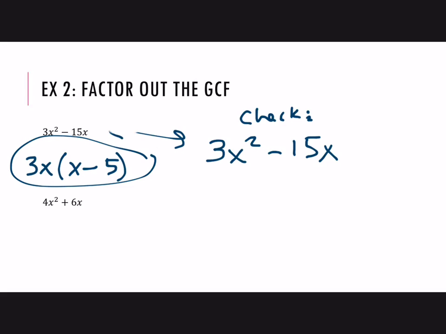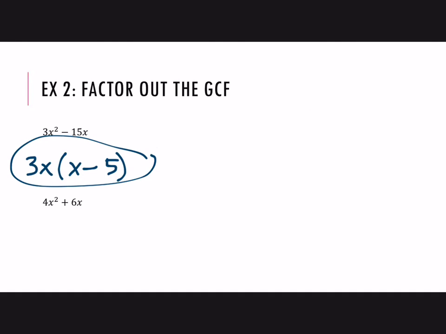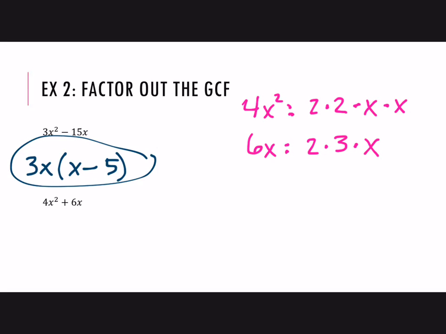Okay, the next one. 4x squared plus 6x. So I'm going to list the terms, and then I'm going to break the numbers down into prime factors. So 4 would be 2 times 2, and then x squared is going to be x times x. And then 6x, 6 becomes 2 times 3, and then I just have an x. Circling the ones that they have in common, I see 2 2's, and I see a pair of x's, and nothing else matches. So multiplying, the greatest common factor is 2x.